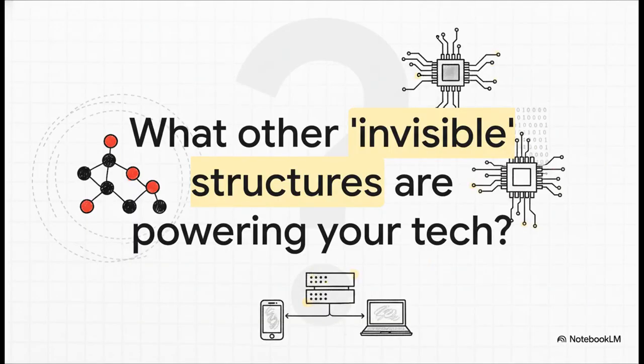So there you have it. The red-black tree is truly a masterpiece of computer science, working silently, tirelessly in the background to make the technology we all depend on both fast and reliable. And that really leaves us with one final thought to chew on. What other elegant, invisible structures like this are out there, quietly powering the tech that you use every single day?